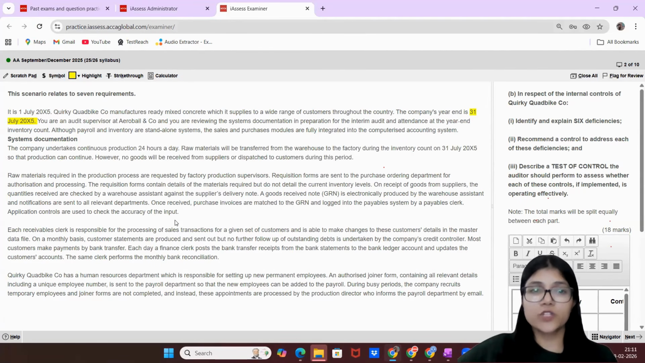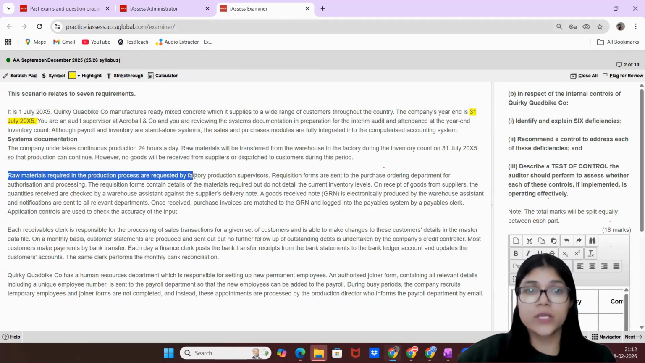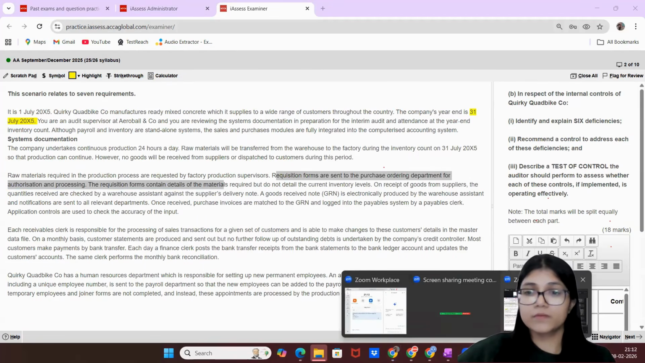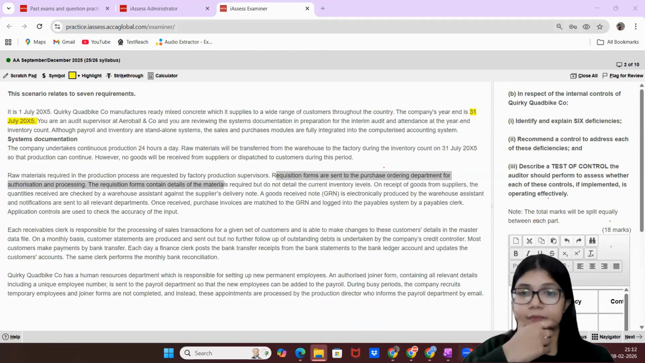Let's move to the next paragraph, which is a little lengthy. Let's read line by line, and you people are again going to tell me what is the issue, if there is any issue. And don't go by my connotation. If I'm saying something is right, it might not be right. Raw materials required in the production process are requested by factory production supervisors, which is okay. This is their duty. They have to do it. That's okay. Requisition forms are sent to the purchase ordering department for authorization and processing. The requisition form contains details. Okay. Can somebody tell me what are requisition forms?